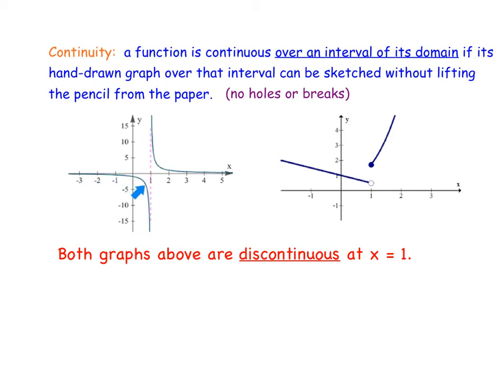So as I draw this part of the asymptote, and I pick up my pencil, and then I can draw the other part of the graph. So I had to pick up my pencil, so that means there's a discontinuity here. Something is breaking it.